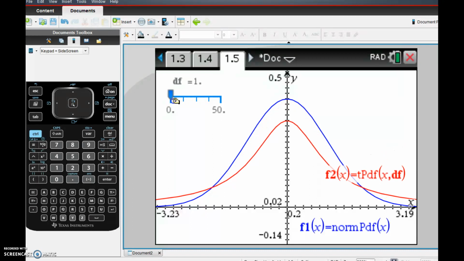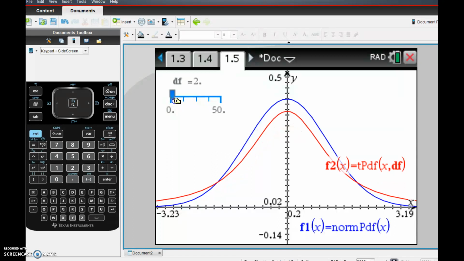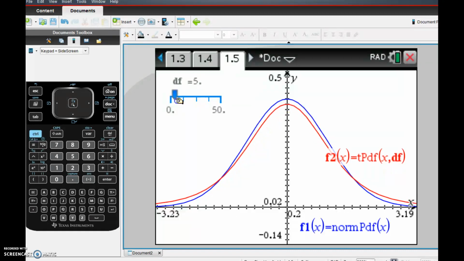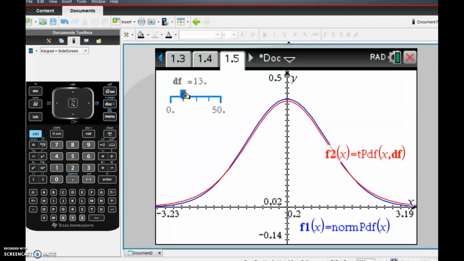The blue is normal. When our degrees of freedom is 1, they look quite a bit different, but it's still symmetric, still bell-shaped and unimodal. 2 degrees of freedom, 5, 6, 7, 8, 9, 10, 20, 40, 50. As your degrees of freedom increases, this gets closer and closer to the normal model.